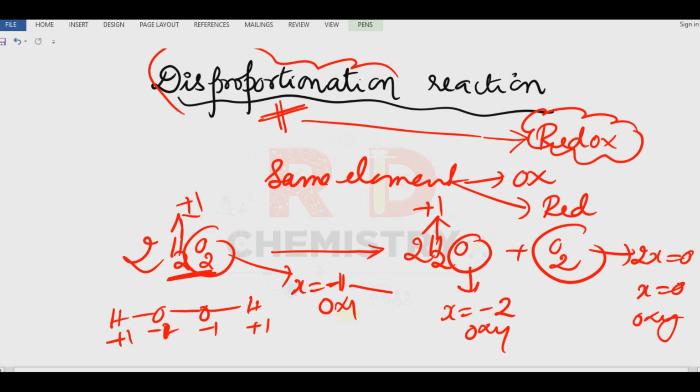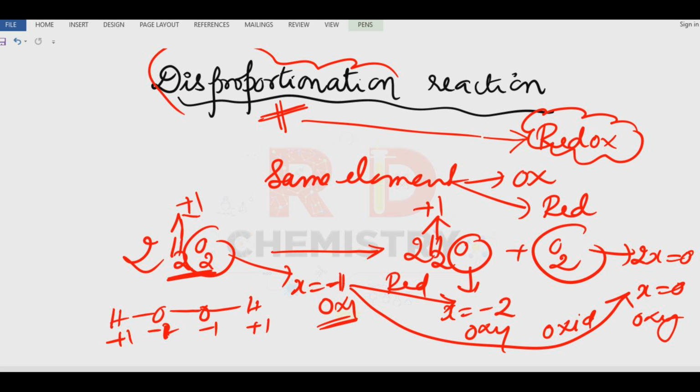Oxygen -1 becomes -2, the number decreases, reduction. Oxygen -1 becomes 0, the number increases, oxidation. It means the same element, oxygen, undergoes both oxidation as well as reduction. Clear? Such a redox reaction is called a disproportionation reaction. Clear, students? Shall we solve the problems now?